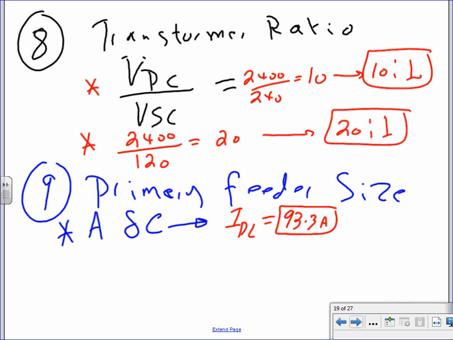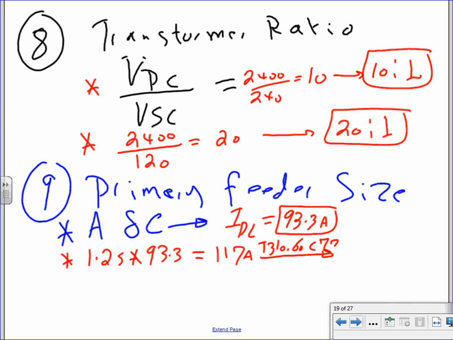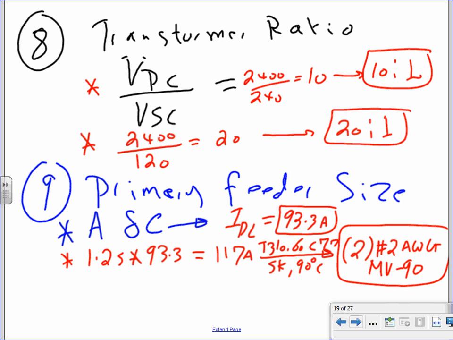Okay. Then what do you need to do? You need to multiply this by 1.25 times 93.3. That will get you a healthy 117 or something like 117 amps. Take this one, gentlemen, to table 310.60 C77 under 5K and the 90-degree column. That's the table. And we'll end up with 2 conductors. Each one of these conductors is number 2 AWG, and it's MV-90. Why 2 conductors, Karen? Because we're only doing phase A and phase C.